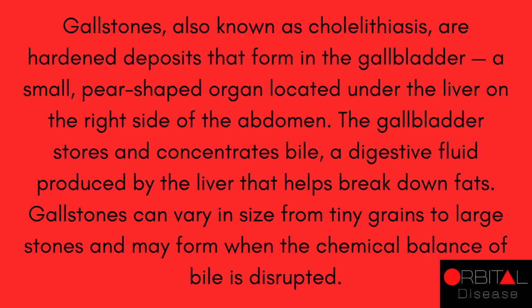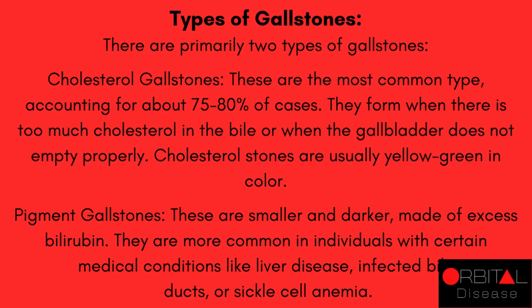Types of gallstones. There are primarily two types of gallstones. Cholesterol gallstones: these are the most common type, accounting for about 75 to 80% of cases. They form when there is too much cholesterol in the bile or when the gallbladder does not empty properly. Cholesterol stones are usually yellow-green in color.